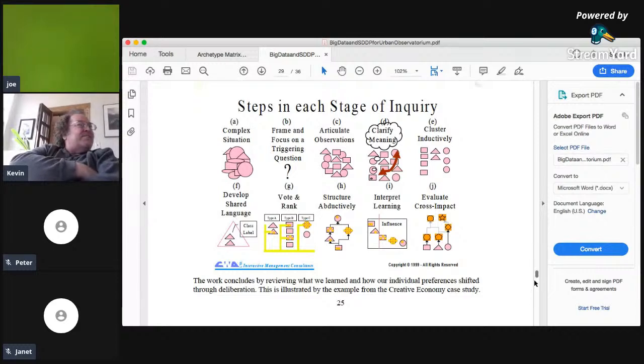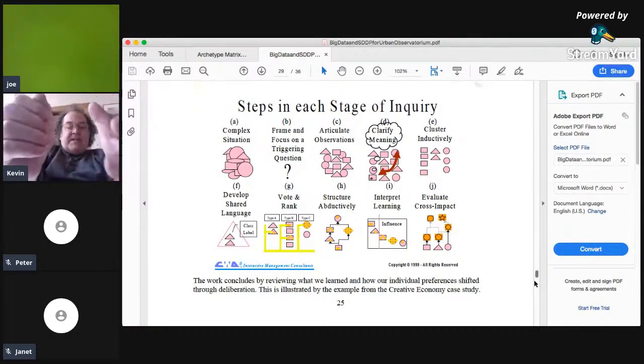That's a phrase taken from a book by the logician De Morgan, A Budget of Paradoxes. So, a list of six clearly conflicting opinions on the situation. And then people are presented the triggering question, they generate the ideas, they clarify what they mean, we inductively cluster them, and people begin to develop a shared language.